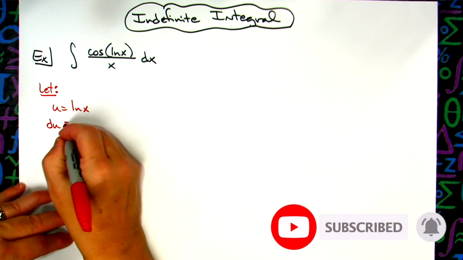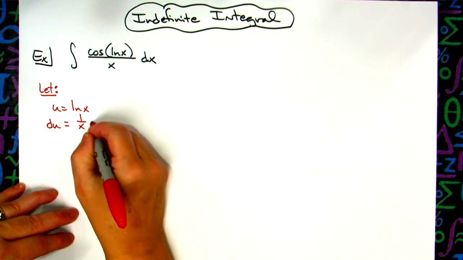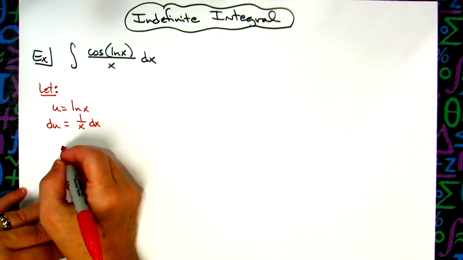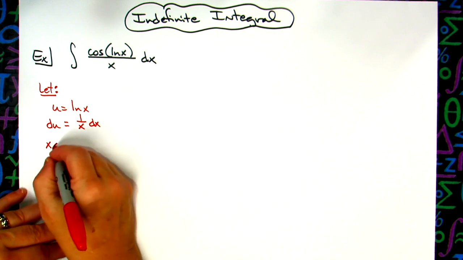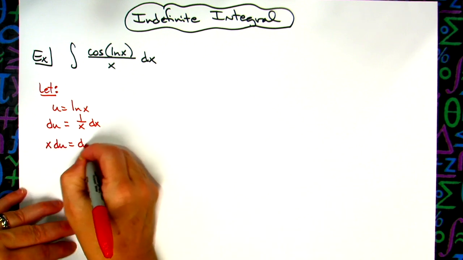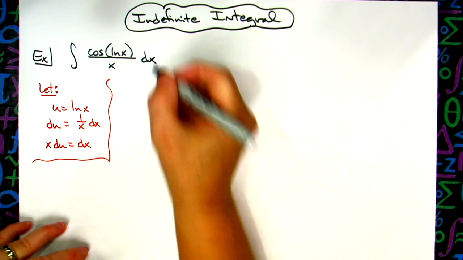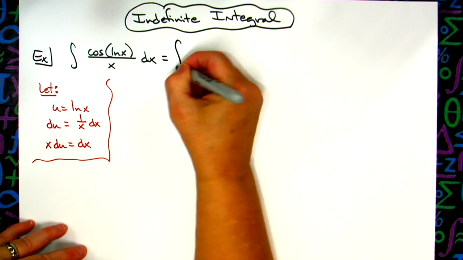So I'll have a du is equal to a 1 over x dx. I want to solve all the way down for my dx, so I'm going to multiply both sides by x. So I'll have an x du is equal to dx. Now after I've done that, I'm going to come back up here to my integral, and I'm going to start to make some substitutions.